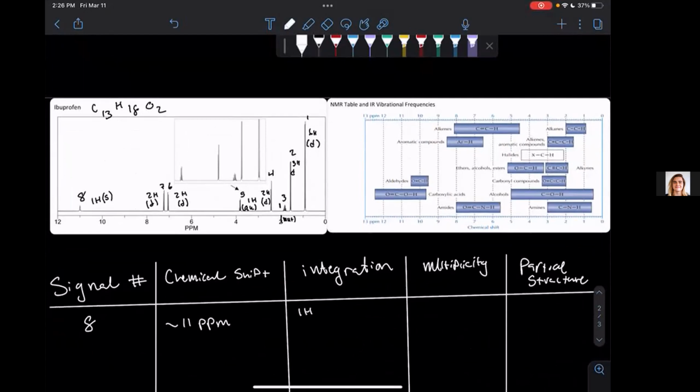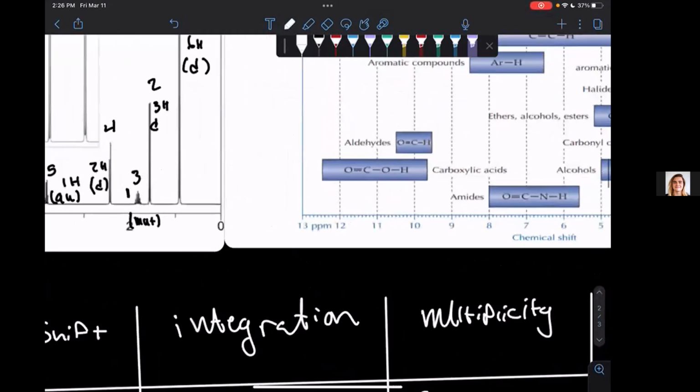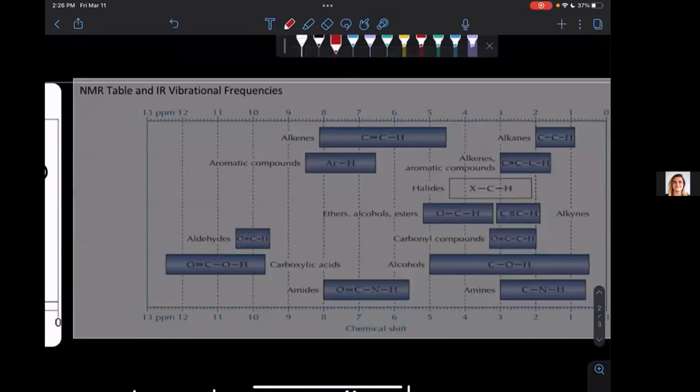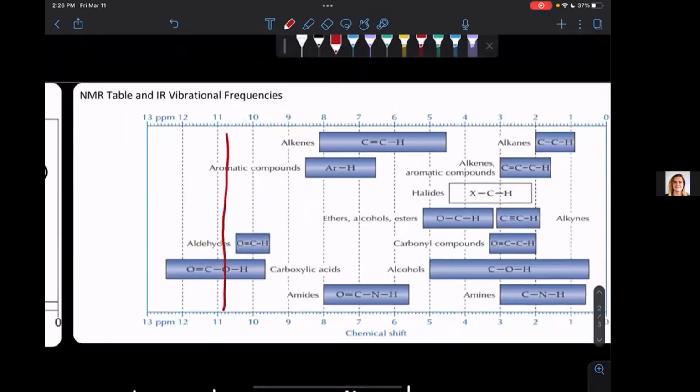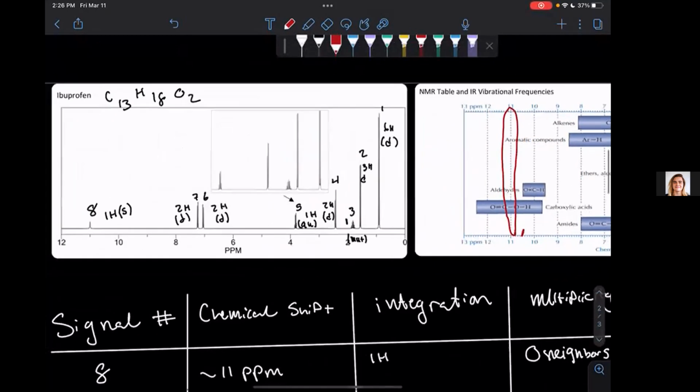Okay, so we'll go back here. We're still working on number 8. The multiplicity is a singlet, which means it's going to have 0 neighbors. We have a lonely boy out here, and then we're going to check our spectrum. So we know that we're at about 11, and 11 makes it pretty clear what we have. So it could possibly be an aldehyde, but this will be seen in the IR. But it's pretty clear that we're going to be looking at a carboxylic acid.